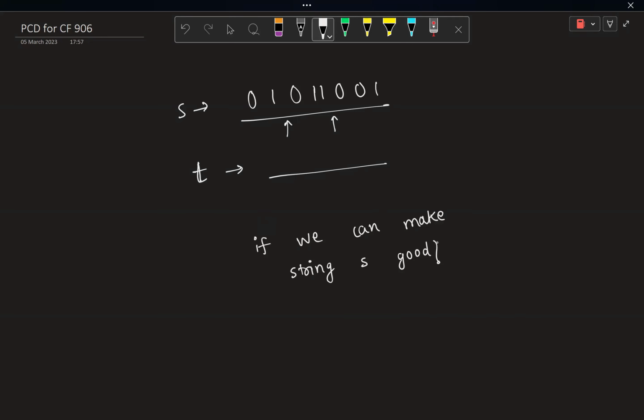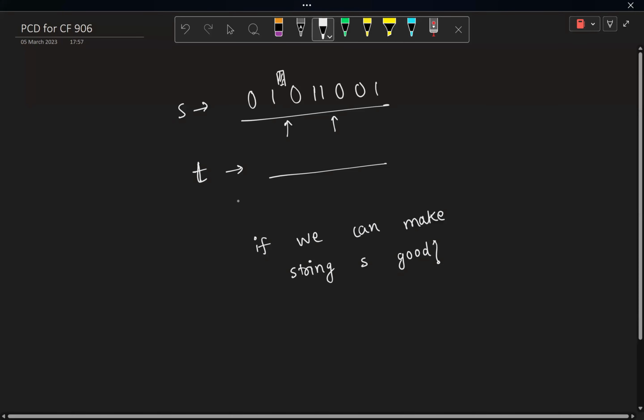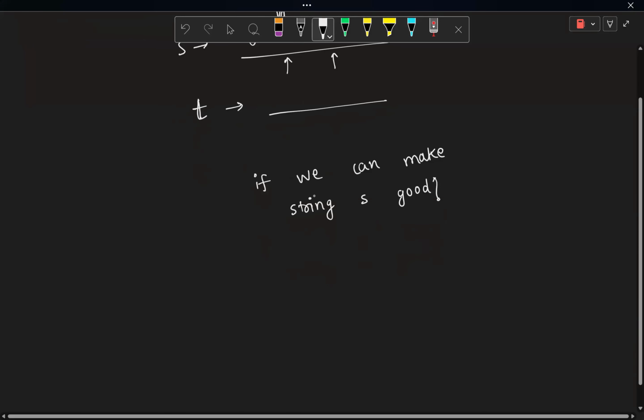So is the problem clear? We are given strings s and t, and we have to tell if we can make string s good or not. What we can do in one operation is choose any index, any place where we would insert the string t, and our string s would be modified. After that, we can keep repeating it as long as we want. And we have to tell if it is possible or not.